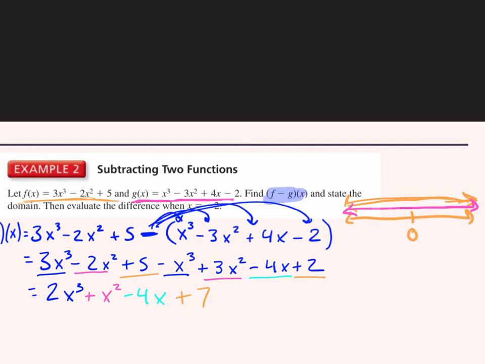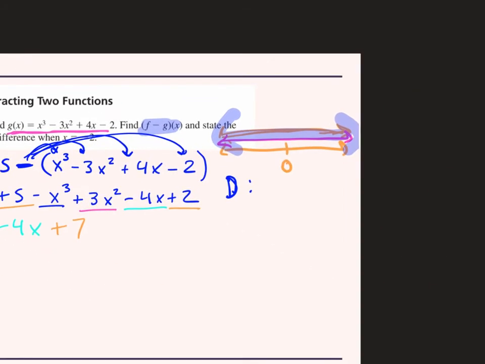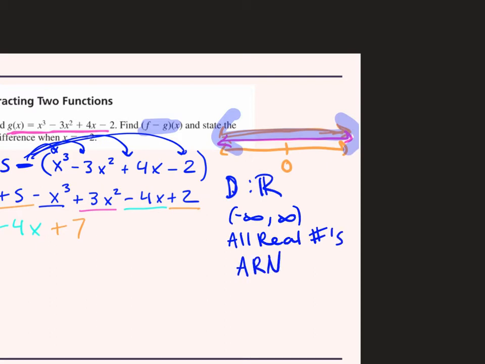So what overlaps between the two? All real numbers. They are both all real numbers. So my domain for my new function is all real numbers, which you can write as this little symbol, or you can say negative infinity to infinity, or you can write all real numbers, or you can say ARN, all real numbers. So however you want to write it, you do you. They all mean the same thing.